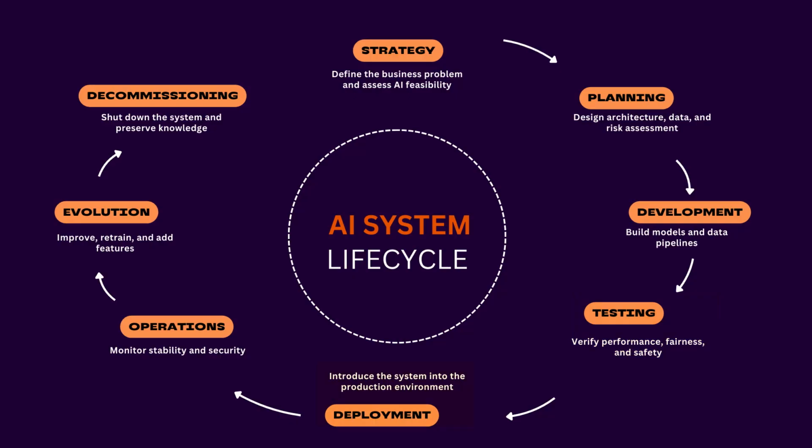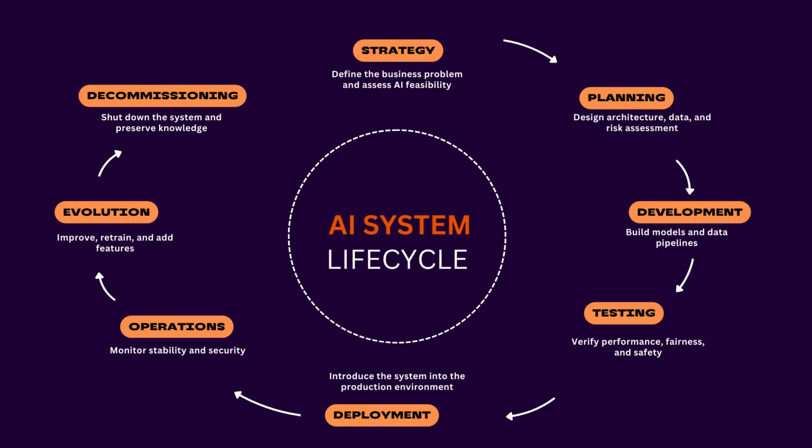Deployment. This is the safe controlled transfer of the tested system into the production environment. Operations and monitoring. At this stage we continuously watch its health, performance, behavior, and security. Evolution. AI systems are not static. At this stage we improve them, retrain them, and add new features. And finally, decommissioning. Nothing is eternal. When a system becomes outdated, irrelevant, or is replaced by a new one, we must shut it down correctly and safely, preserving all necessary data and knowledge.